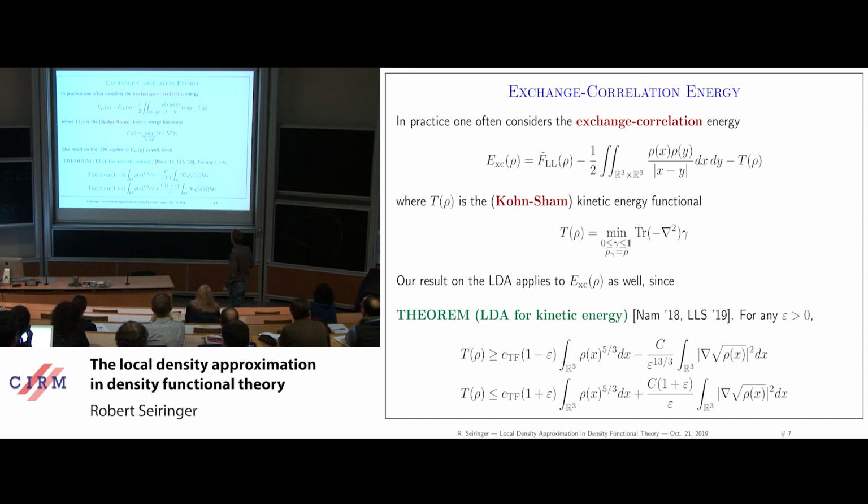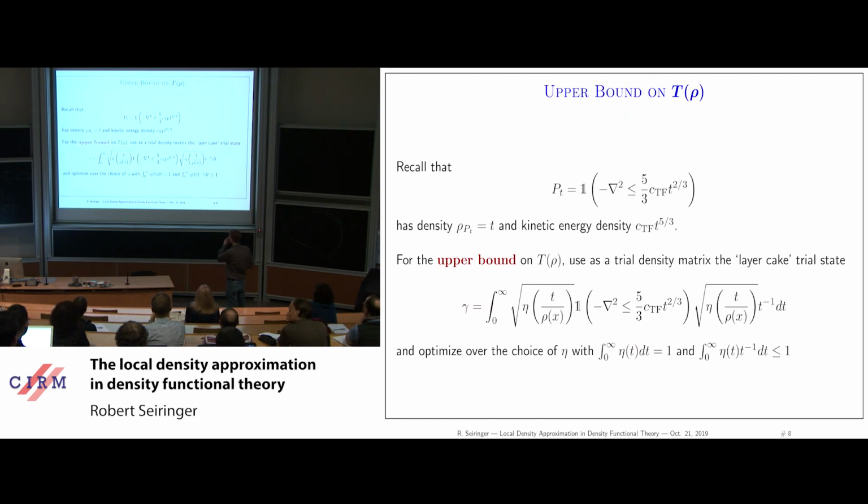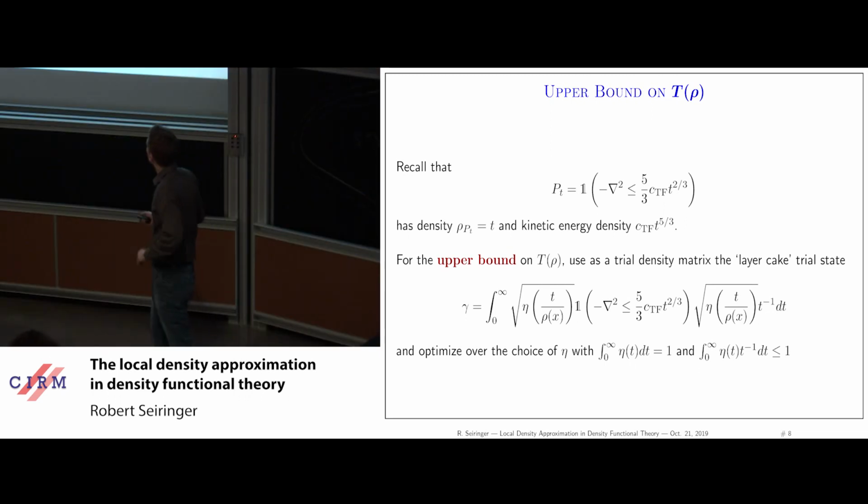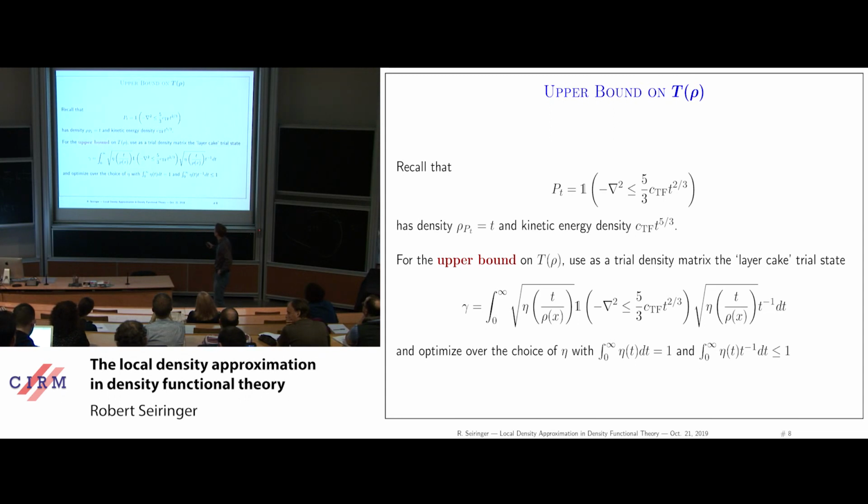All right, so I'll give you the proof of this upper bound, and it's basically a trial state argument. It works in the following way. First of all, just recall the homogeneous system. If you look at this one-particle density matrix, which is just a projection onto the Fermi ball, you give yourself some T, which is the density, that's why it's written with these particular constants. So T is exactly the density.